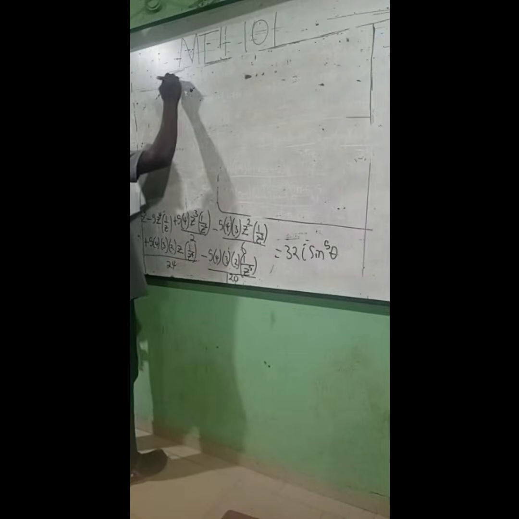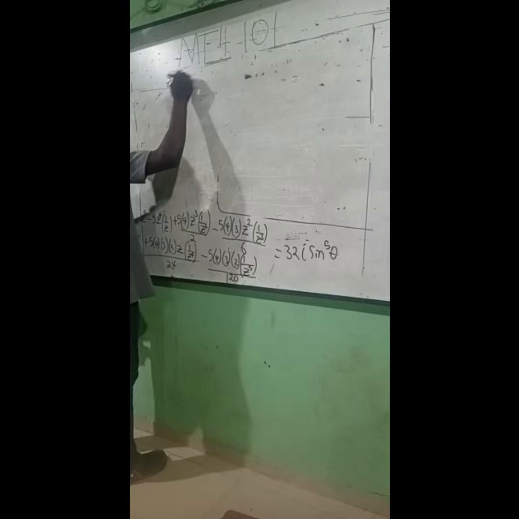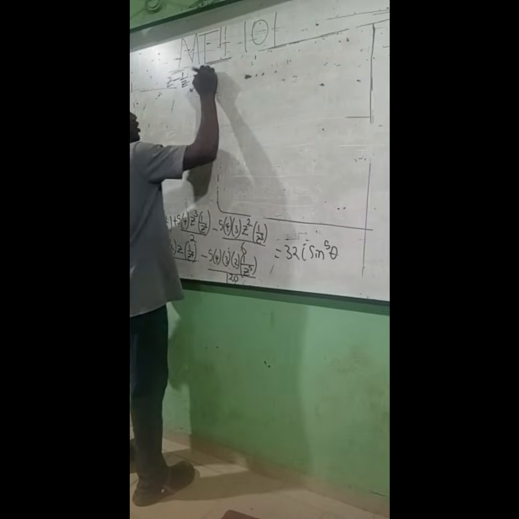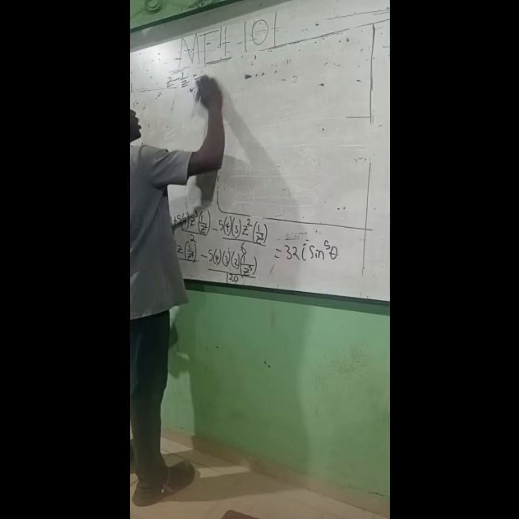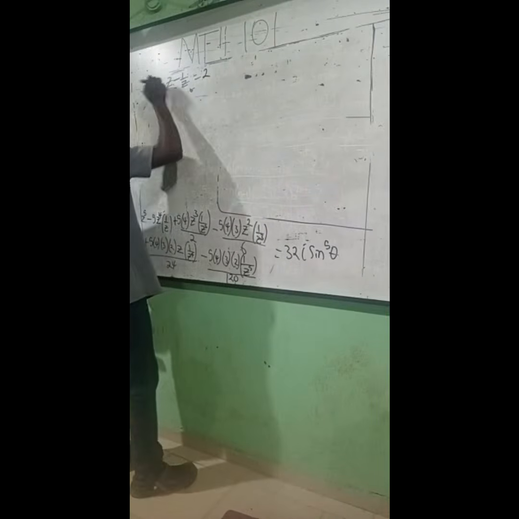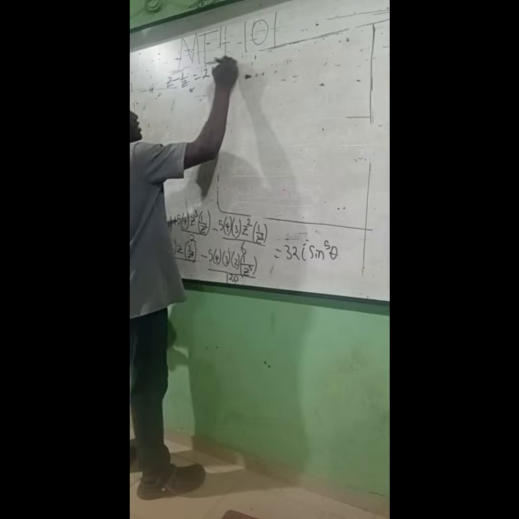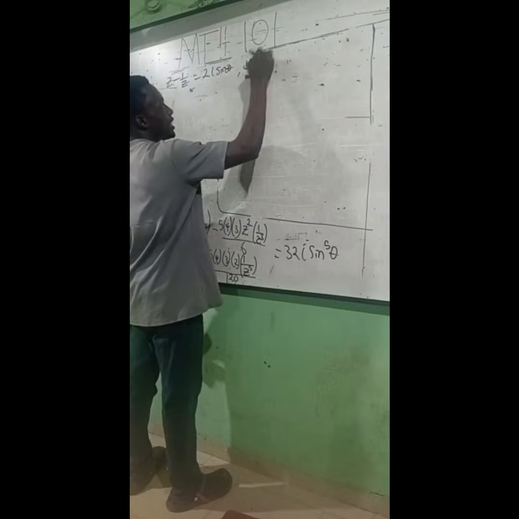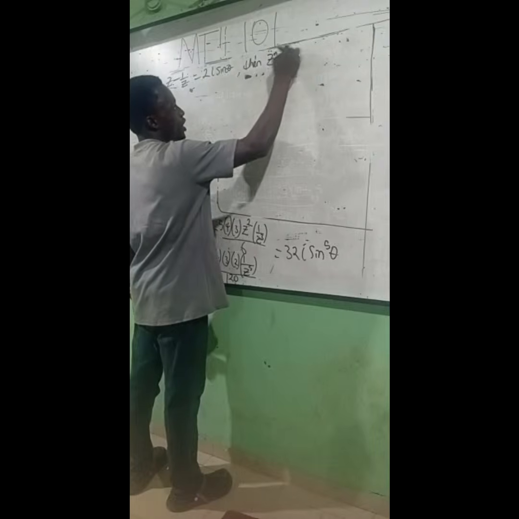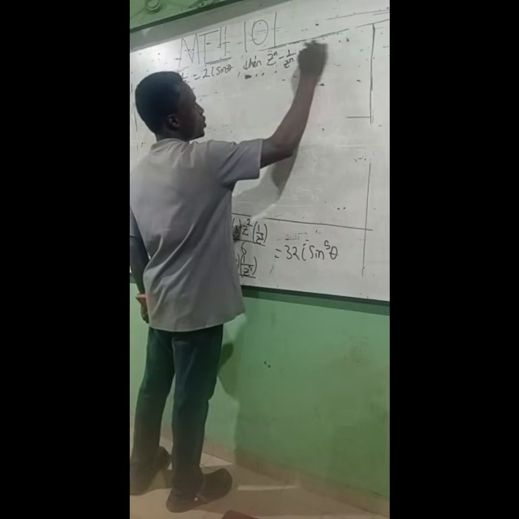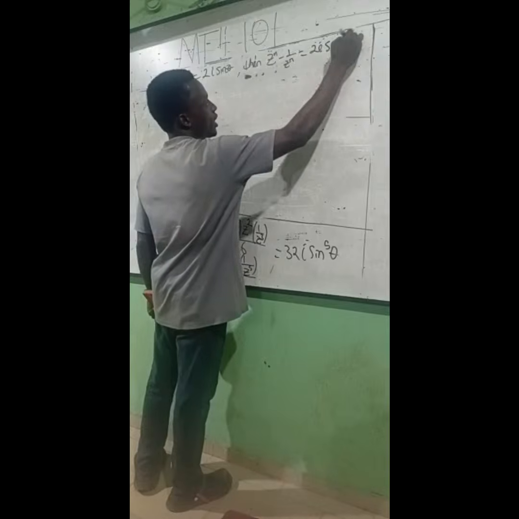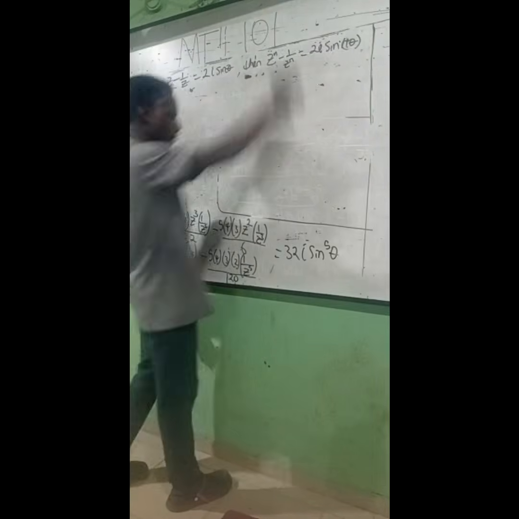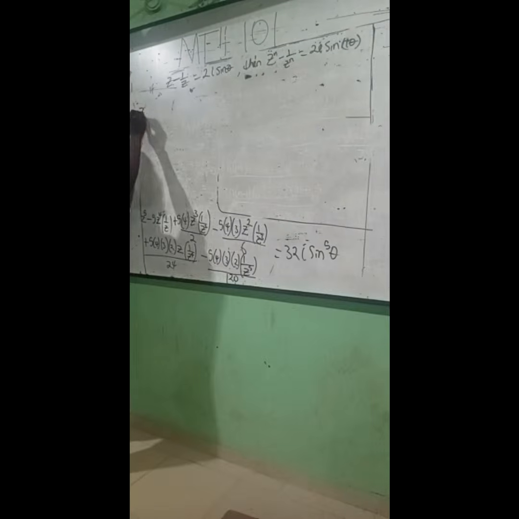Don't forget, this is the initial condition. Z minus 1 over Z equals 2i sin theta. If Z minus 1 over Z equals 2i sin theta, then Z raised to power n minus 1 over Z raised to power n equals what? 2i sin n theta. Right? So now here we have Z minus 1 over Z, all raised to power 5.